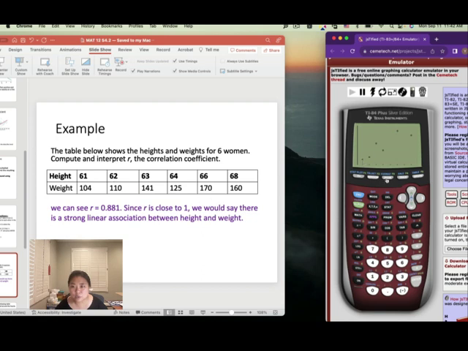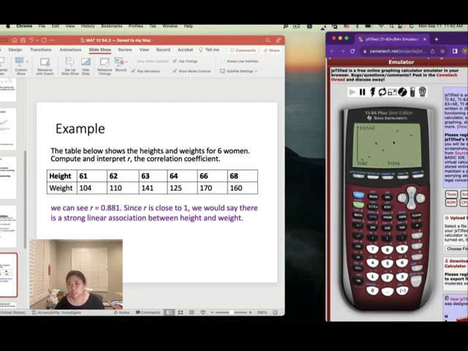Okay, this one you could click on the trace. The first data will be 61 and 104. 61 and 104. Go to the right. Second data, 62 and 110. Okay, this is how you check one by one in here. So you could see from the scatter plot, the trend is going to be positive, going up here.